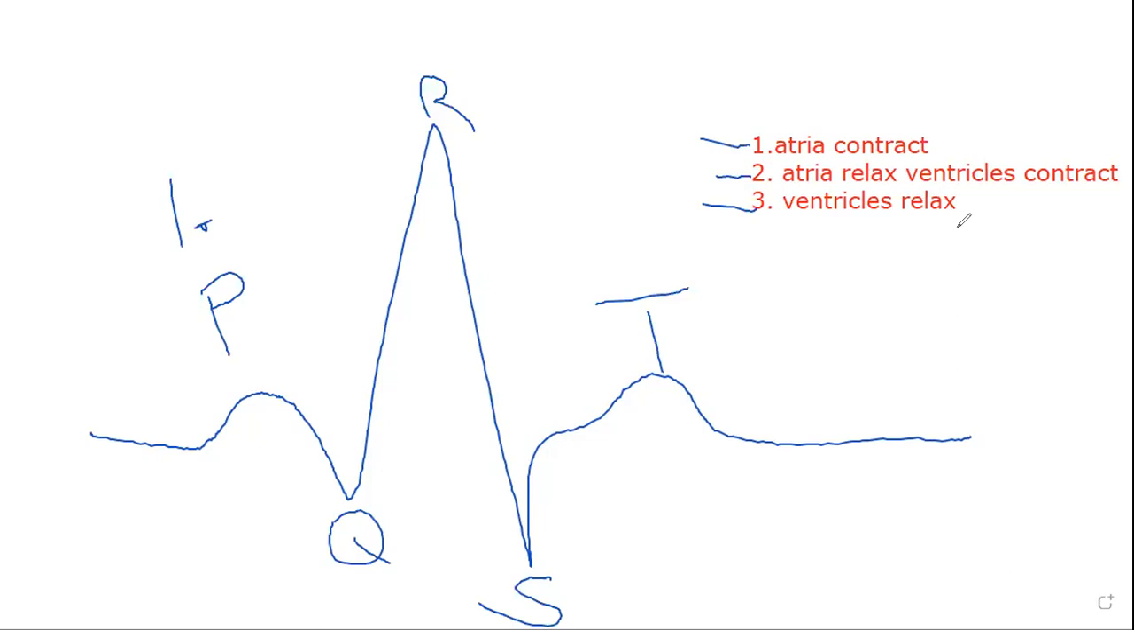P wave. This represents the amount of electricity that is causing the atria to contract. The amount of activity that allows the atria. So number 1, this P wave, is the electricity causing the atria to contract.